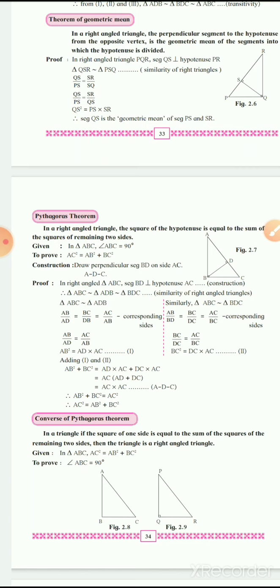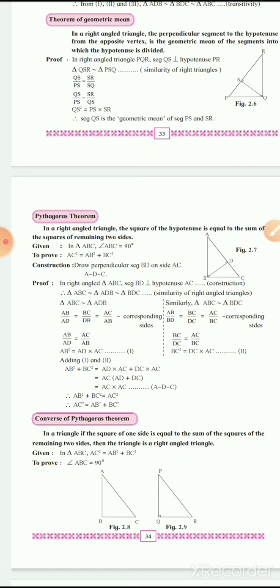Okay, now similarly we have to take the next two triangles, means triangle ABC similar to triangle BDC. If these two triangles are similar to each other, then their corresponding sides are also in proportion. So AB upon BD is equal to BC upon DC is equal to AC upon BC, and the reason is corresponding sides of similar triangles.